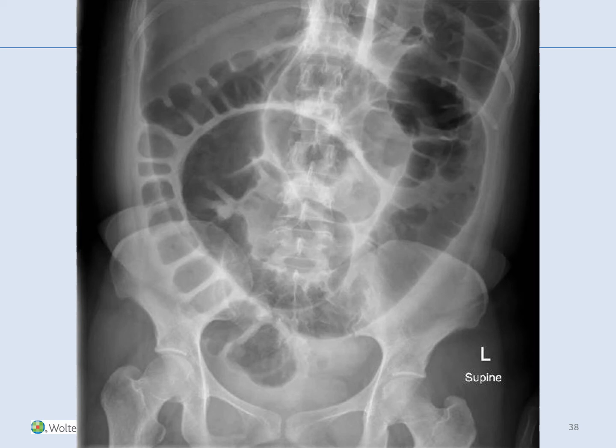This is a good example of volvulus. You can see how the intestine is just twisted around on itself. That's not supposed to be like that. That's supposed to go up and over and down. So this patient will need surgery pretty quickly to go in and unloop those intestines.